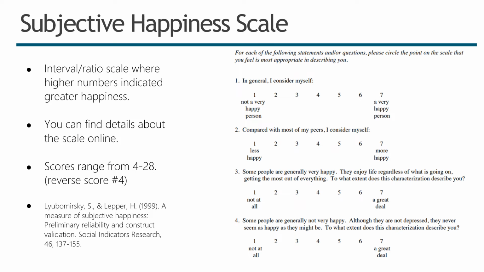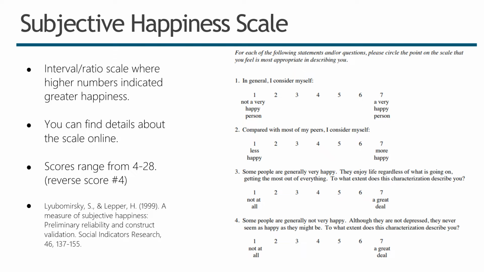The dependent measure in this study is happiness, and we've operationally defined it as participant score on this subjective happiness scale. So the 4 questions here are listed on the slide, and researchers would compute an average score for these 4 scales. It's important to note that the score for question number 4 needs to be flip-flopped or reverse scored because it's in a different direction than the other items.